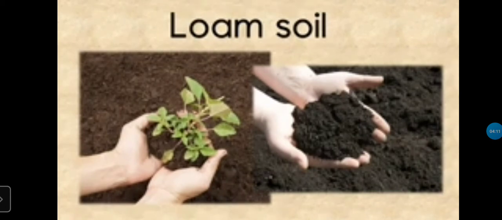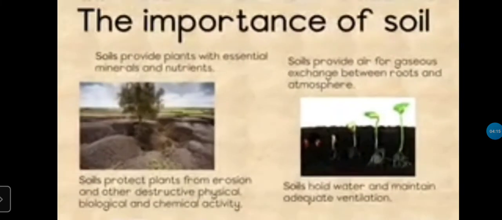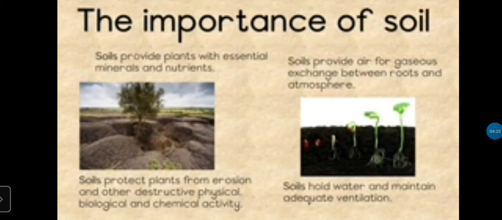Now we are going to learn about the importance of soil. What is the importance of soil? Soil provides plants with essential minerals and nutrition. It provides air for gas exchange between roots and the atmosphere. Soil holds water and maintains adequate ventilation. Soil protects plants from erosion and other destructive physical, biological and chemical activity. These are the importance of soil.